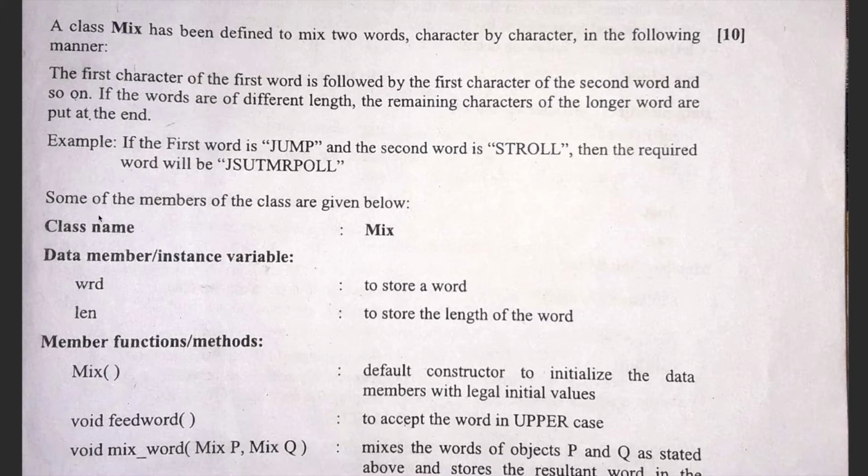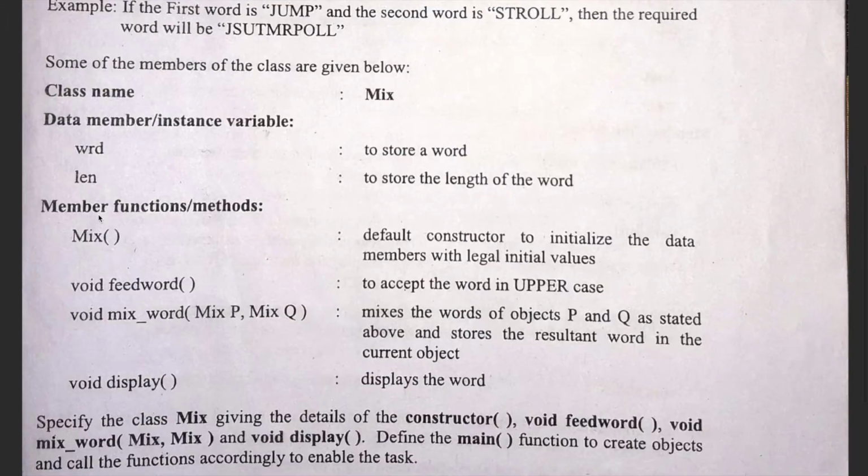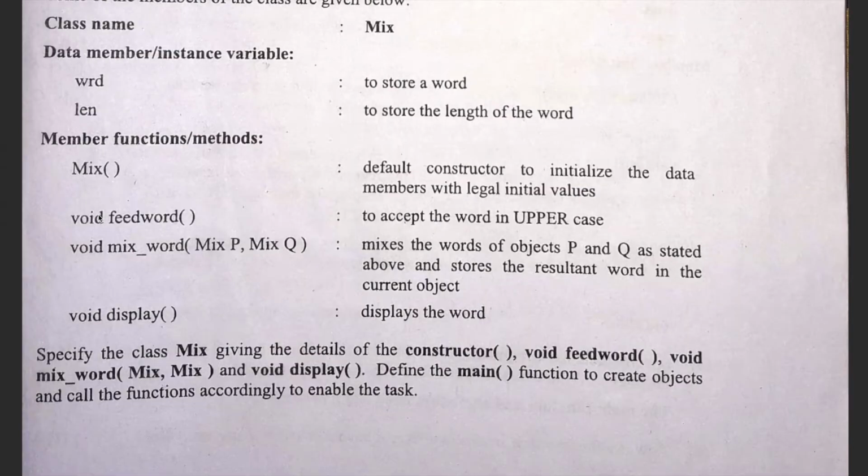Some of the members of the class are given below. Class name is mix. Data member instance variables are WRD and len. So WRD is to store a word, so it is going to be a string, and len will be integer because it will store the length of the word. Then we have member functions. Mix is a default constructor to initialize the data members with legal initial values.